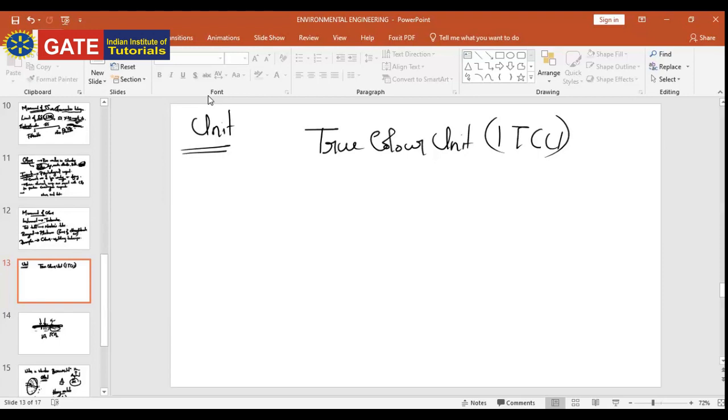Now, another unit is the Hazen unit. So one true color unit, one TCU, or one Hazen unit will be the unit which we use for representing color. Actually, that is measured as the color of platinum, as a ratio of the color of platinum. We'll study about it later, so you just note the names. True color unit or Hazen unit will be the unit of color.